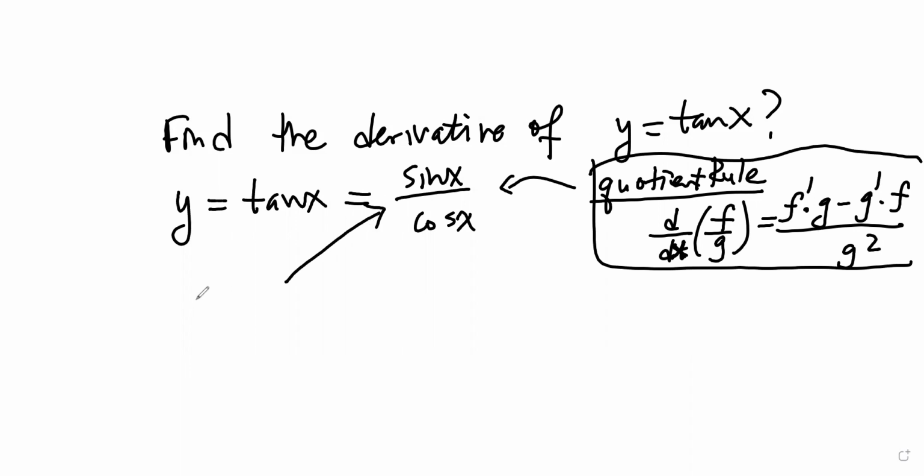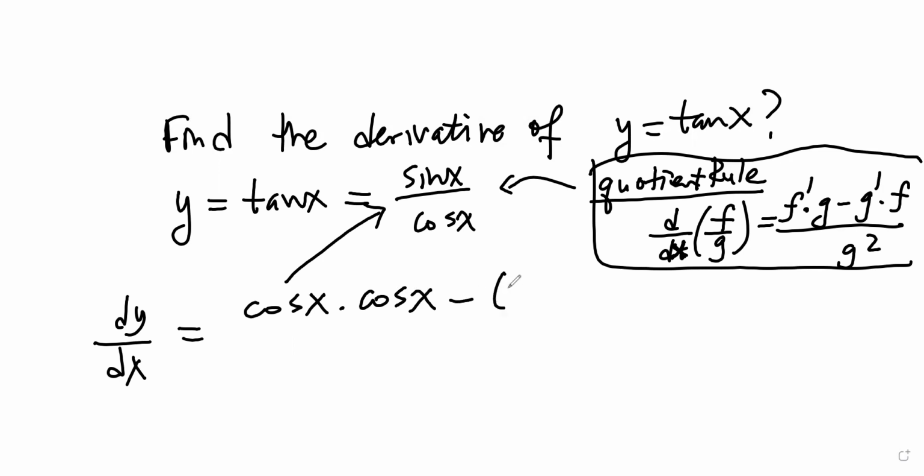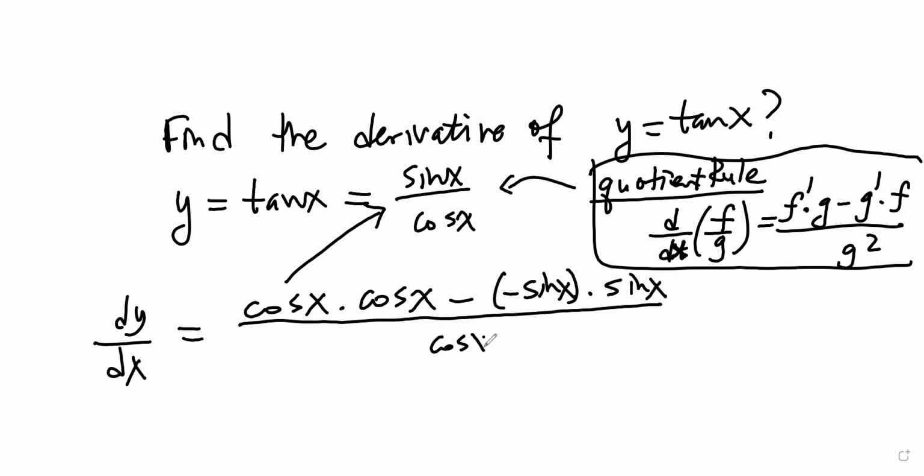So therefore I will just do the derivative of, so we'll just say dy over dx. The derivative of the top, the derivative of sine x, is cosine x, times the bottom, which is cosine x, minus the derivative of the bottom, which is the derivative of cosine x, and that's negative sine x, times the top, which is sine x, and that divided by the square of the bottom.